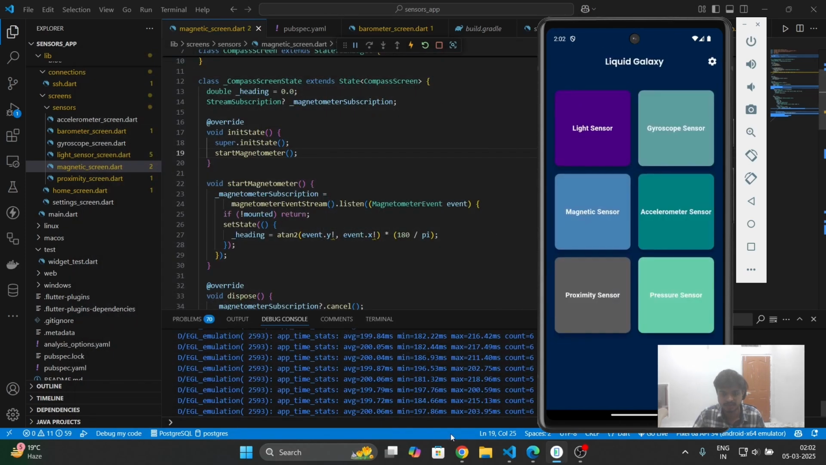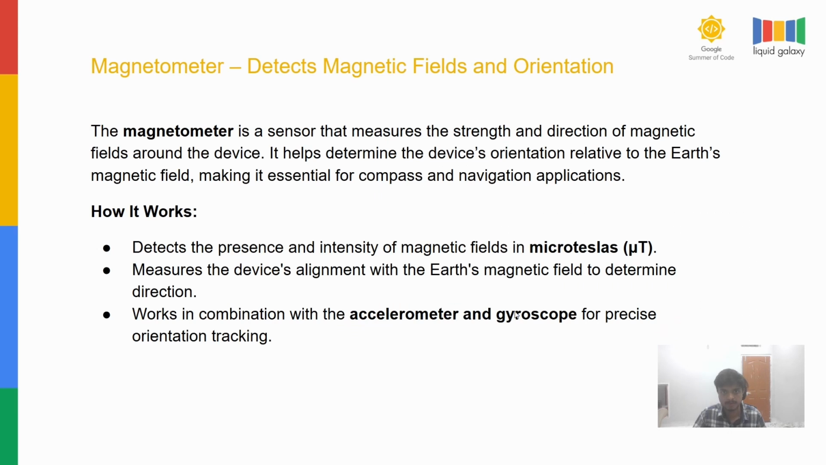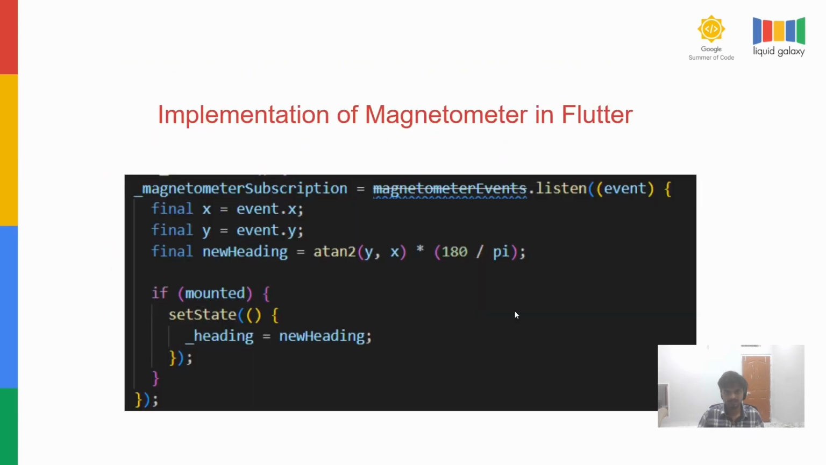Let's quickly go to our next sensor. This was the implementation of magnetometer. You can just use these from heading value. It will give you value in x and y. You can then convert it to your heading and just store it in your heading variable that you have created.